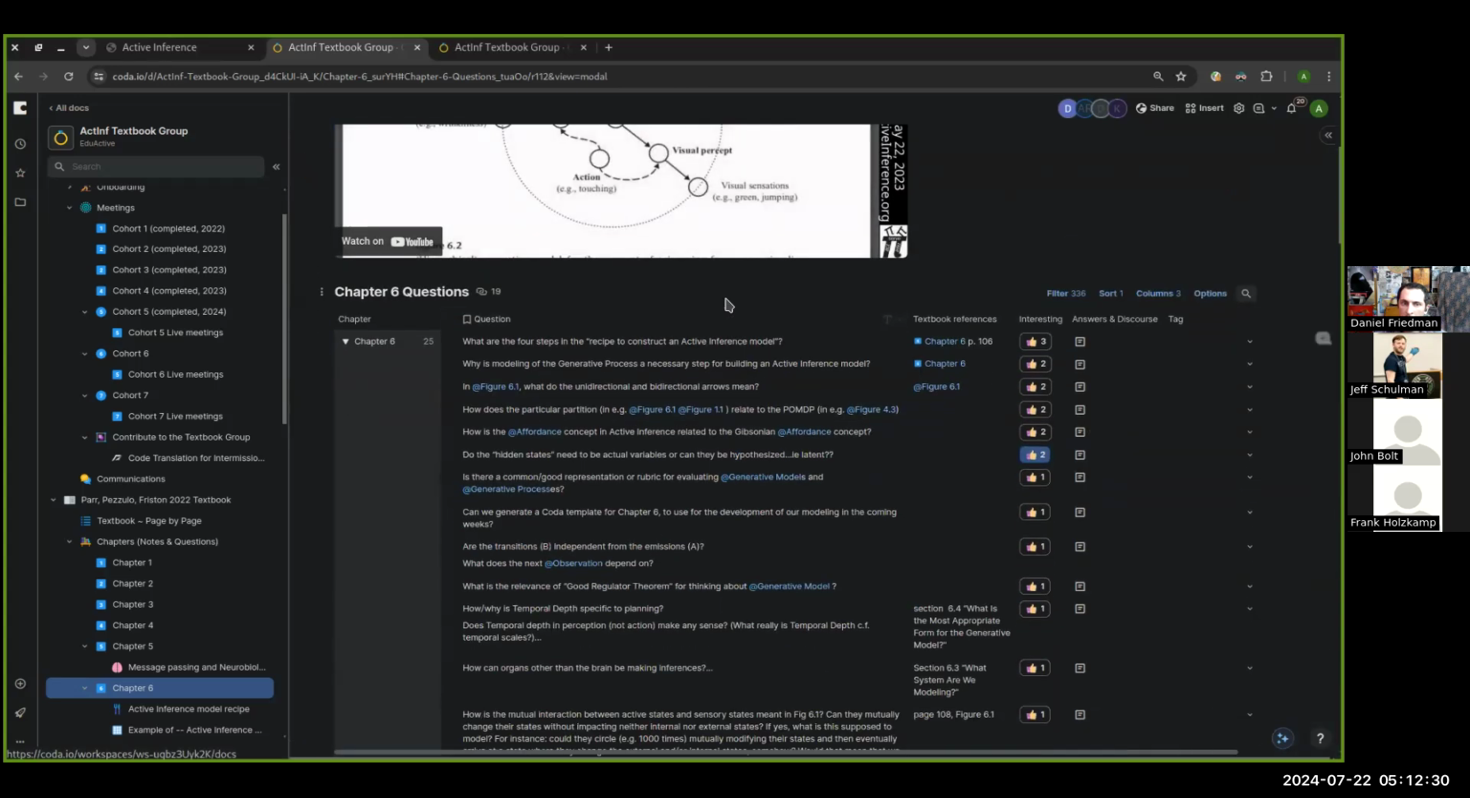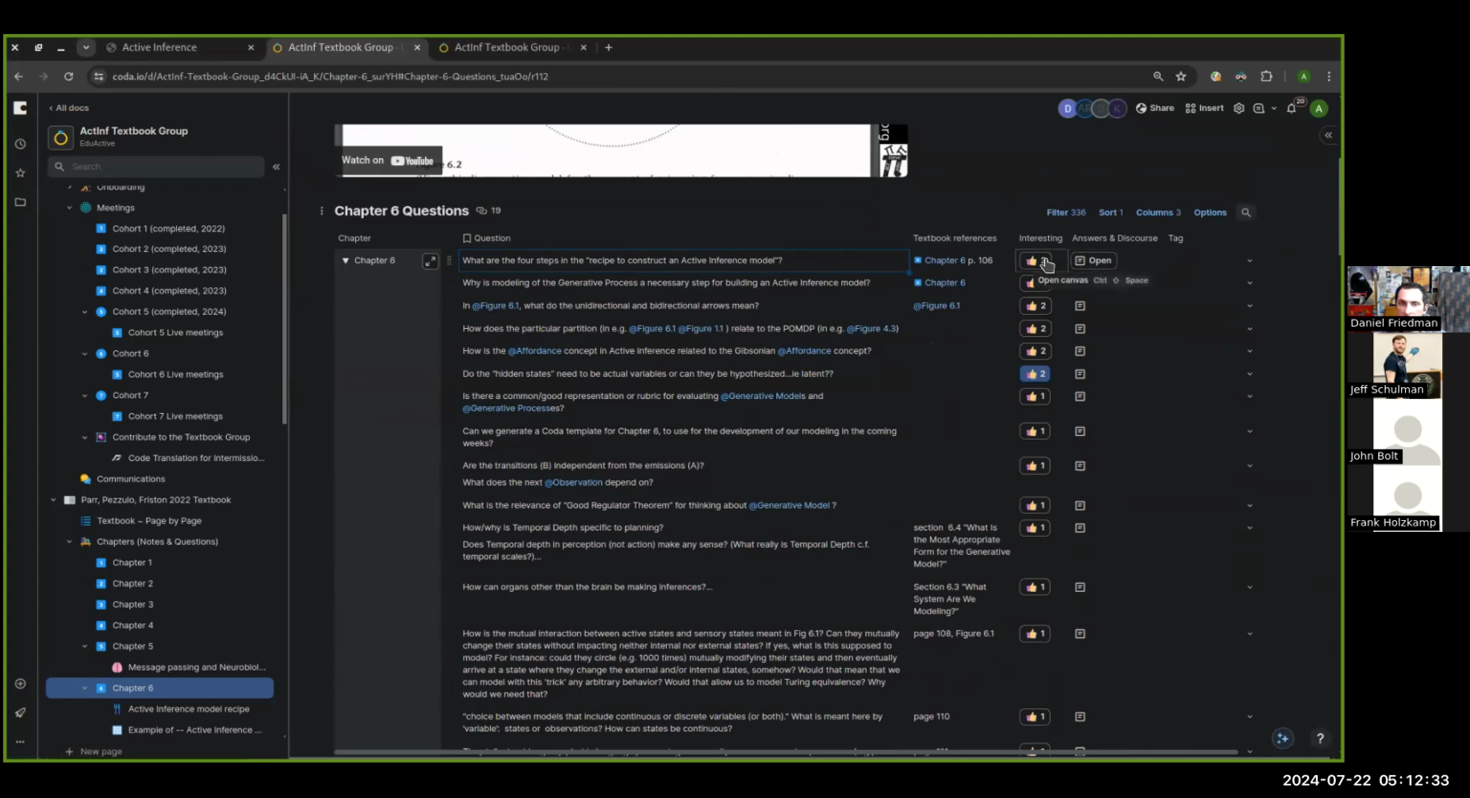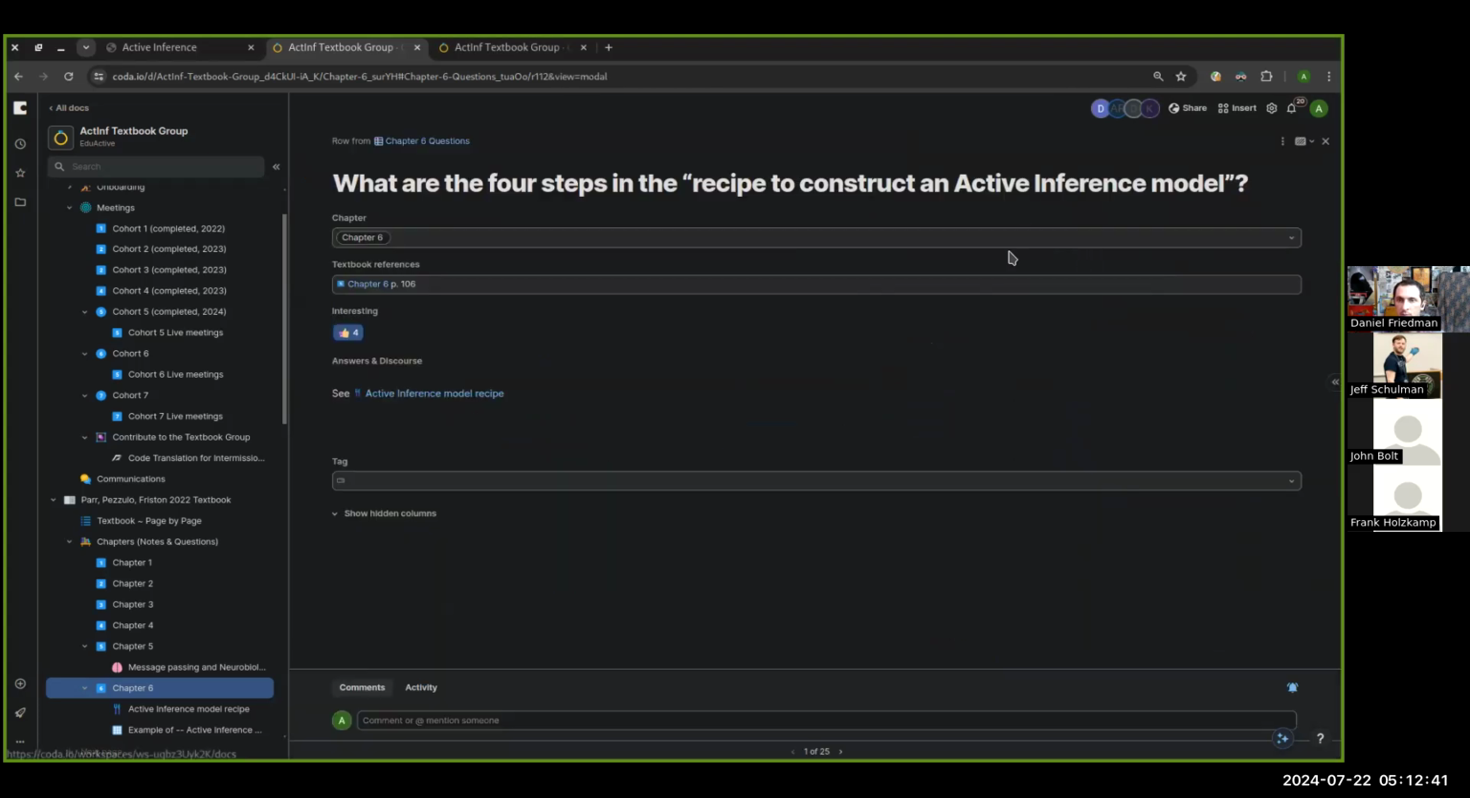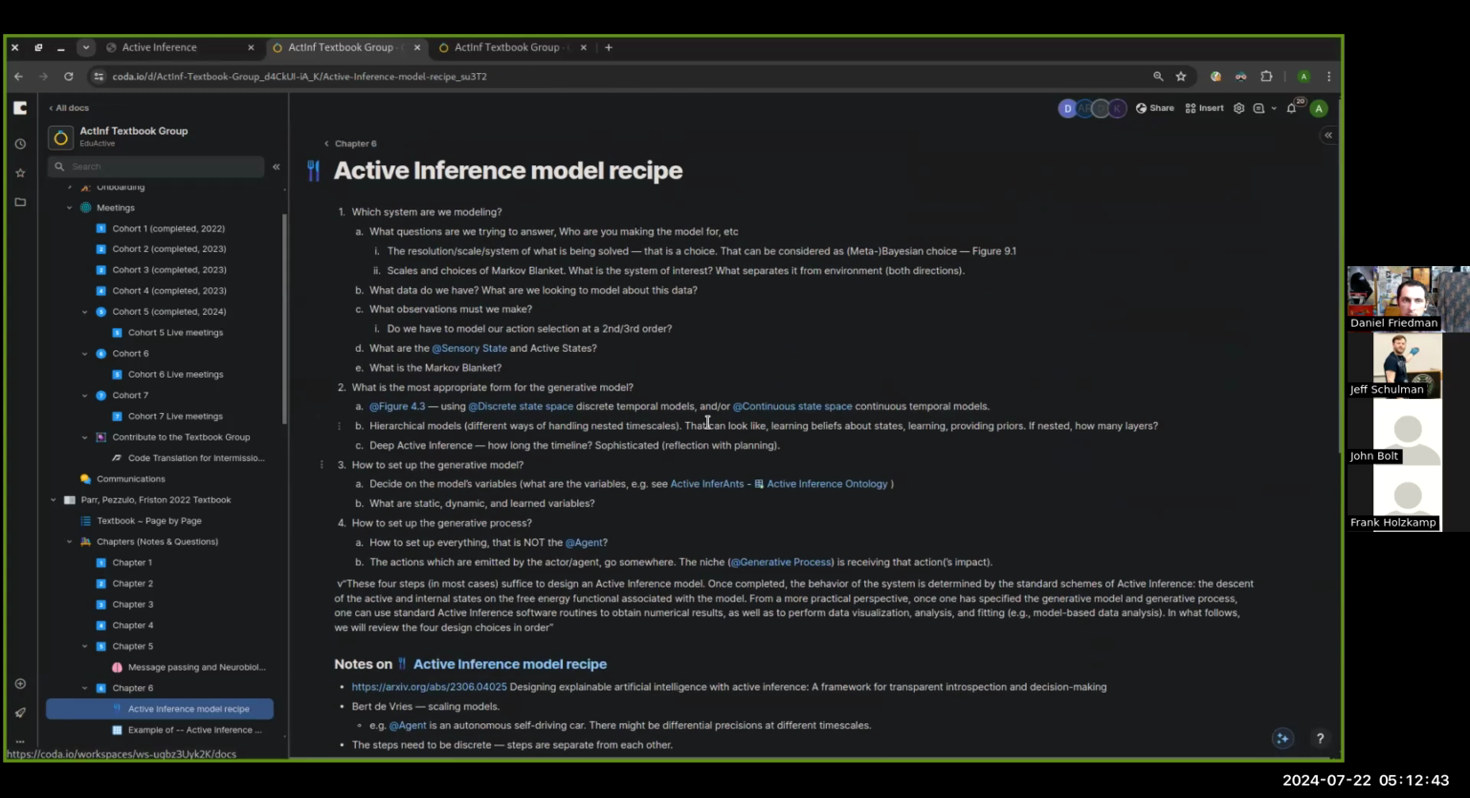First question. What are the 4 steps in the recipe to construct an active inference model? Does anyone want to give a thought on this? How are these steps similar or different to any other kind of systems modeling or analysis technique that people have seen?